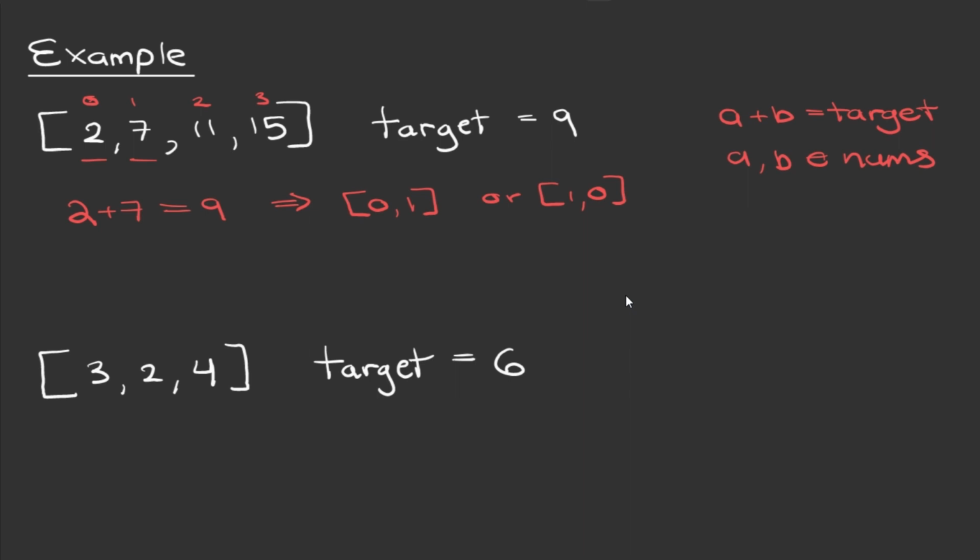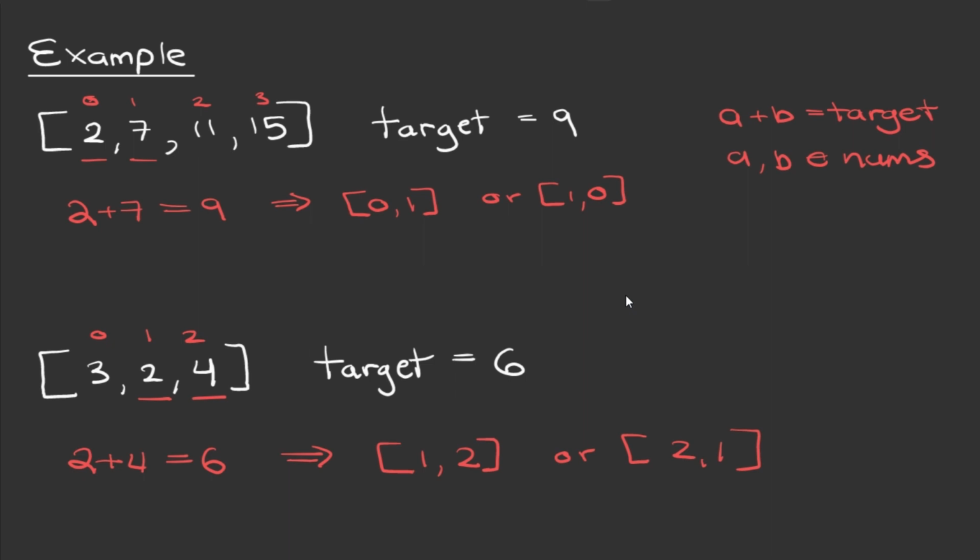Now if we go through this second example, it's quite similar. We can see that the only solution is 2 and 4, because 2 plus 4 equals 6. And if we again write out the indices, we're going to see that we have a return of 1, 2, or 2, 1. So hopefully these examples are clear and you get an understanding of what the problem is asking.